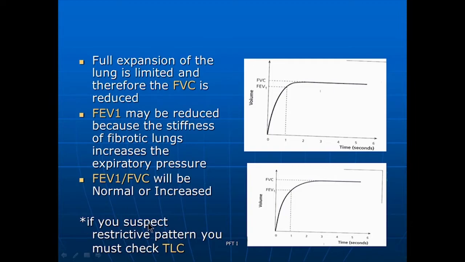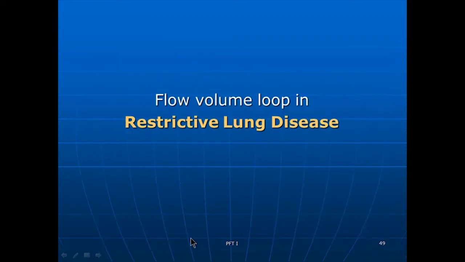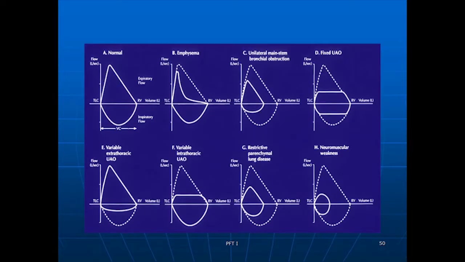So the rule of thumb is if we expect a restrictive pattern, if we look at these two things, then we have to look at their lung capacities and lung volumes, which we're going to talk about, because they should all be decreased. So if these two are low, but their ratio is normal, then we have to look at their capacities and volumes, which we're going to talk about. Flow volume loops in a restrictive lung disease. This one on the bottom is your classic.